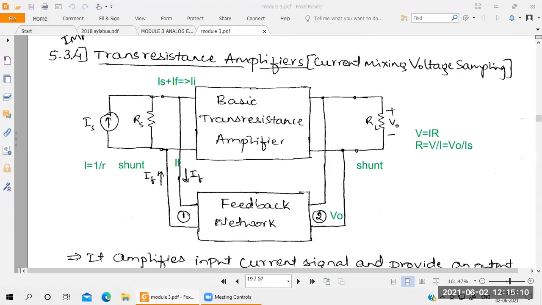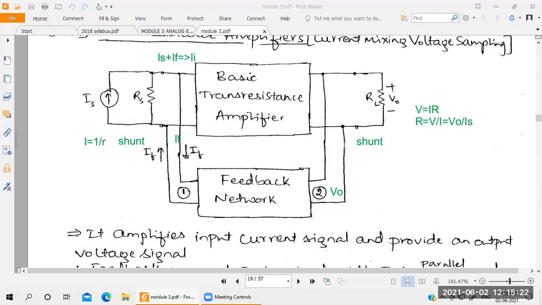So what are the feedback network connections here? Both sides are connected in parallel. So this one is shunt to shunt feedback. Shunt to shunt feedback here.